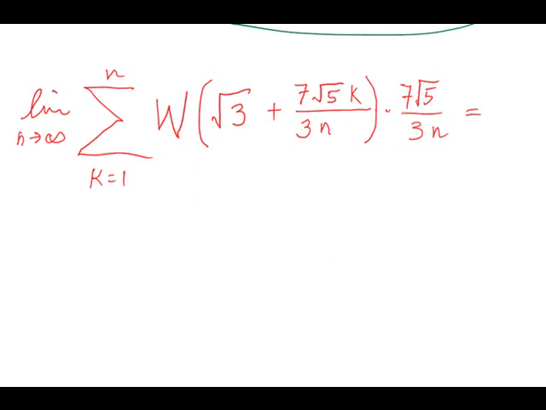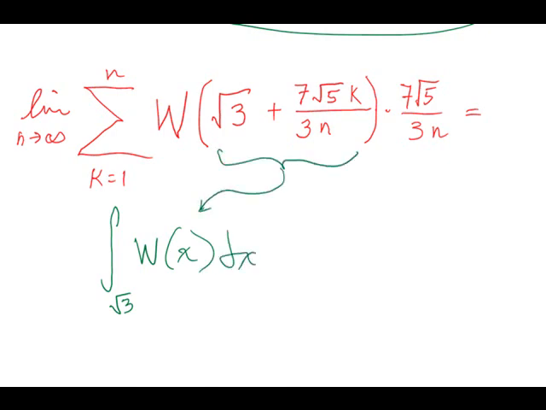So we recognize this is going to be a definite integral. The lower limit of integration is going to be the square root of 3. It's going to be w of x dx. Because remember, this is an x value. This was the initial x, and then this is the quantity by which that square root of 3 is being increased from one interval to the next. So now the issue is, what is the upper limit of integration? Well, if you remember, I over n, in this case, would have to be 7 square root of 5 over 2n.